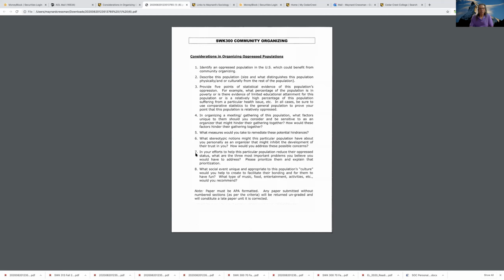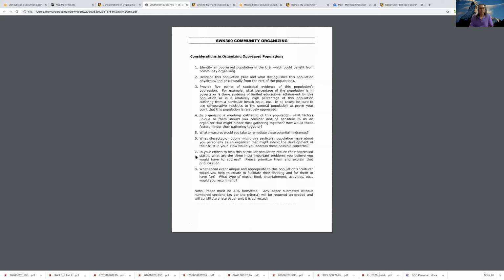Number 7, you're going to write in your paper: in your efforts to help this particular population reduce their oppressed status, what are the 3 most important problems you believe you would have to address? So in other words, just in general, forget about the organizing part per se, but what does this population need most so that they're no longer an oppressed population?